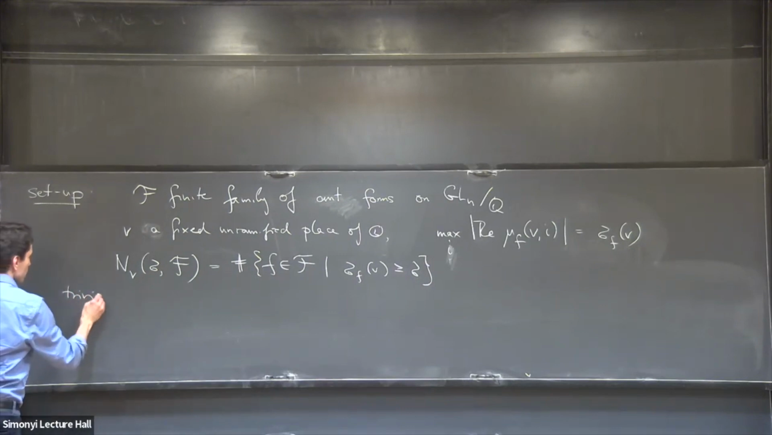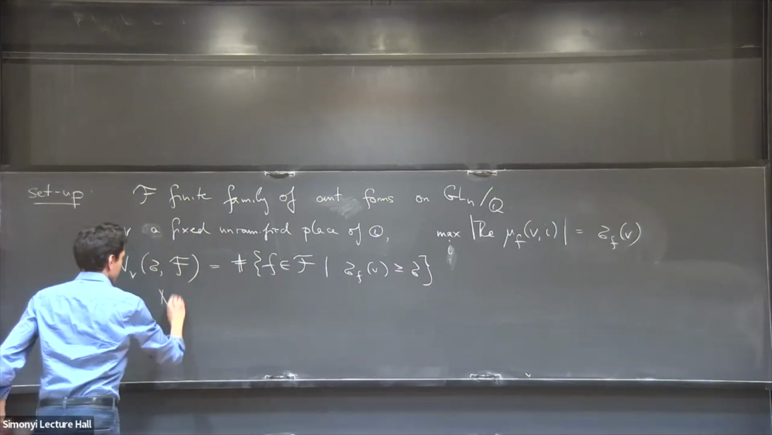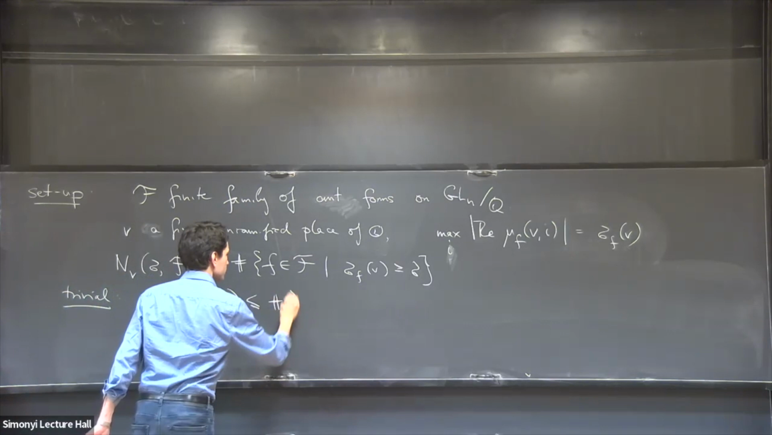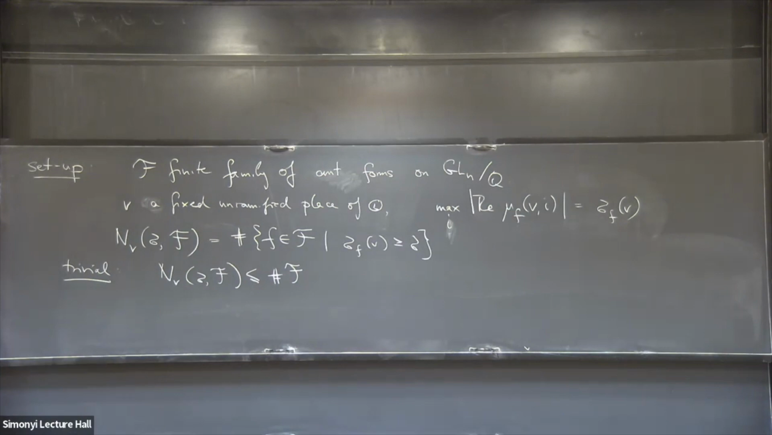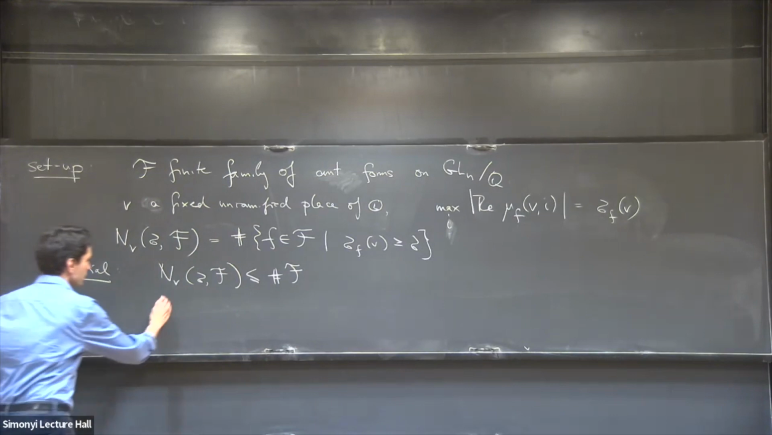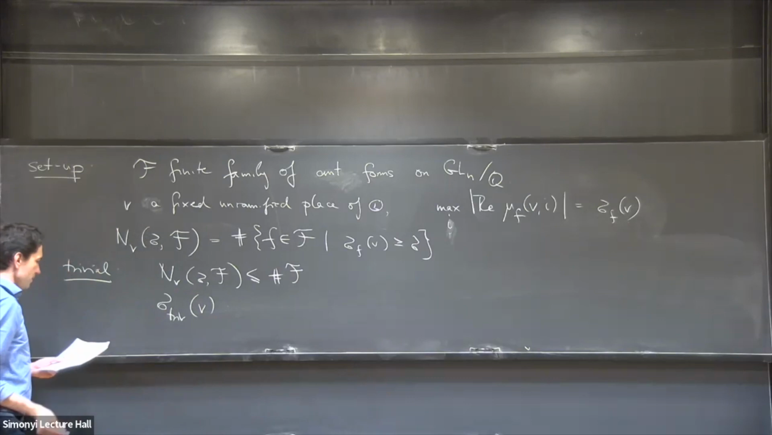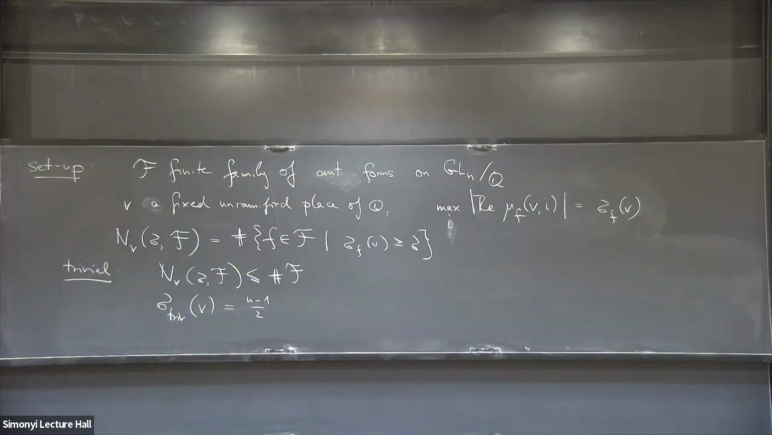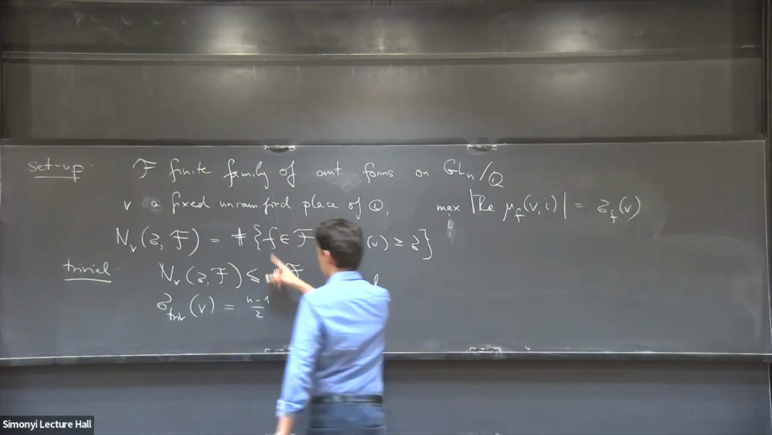And we have the following trivial bounds. Well, trivially, this is bounded just by the size of the family. There's nothing deep about that. And the worst form that I could look at is the constant function, or the trivial representation, at any place V, sitting at (n-1)/2. So that's the extreme case, that's the extreme violation of Ramanujan.